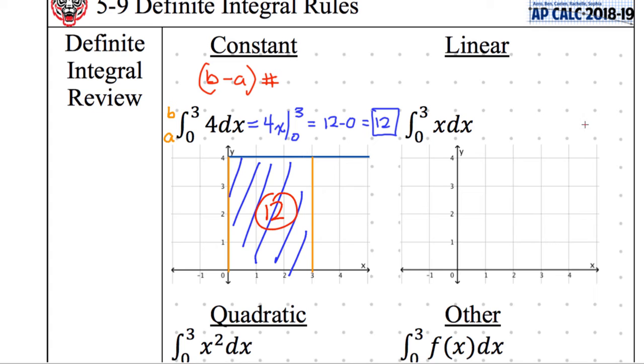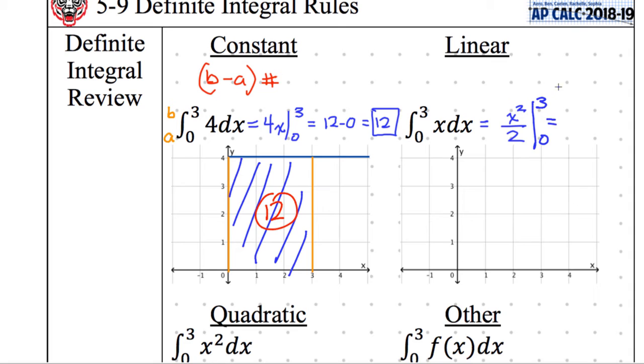All right. Linear. So linear just means we have some line. My line is x. Let's go ahead and do this without using the graph. This is going to be equal to? x squared over 2. There it is, x squared over 2. And then 0 through with the line. Evaluation bar from 0 to 3.